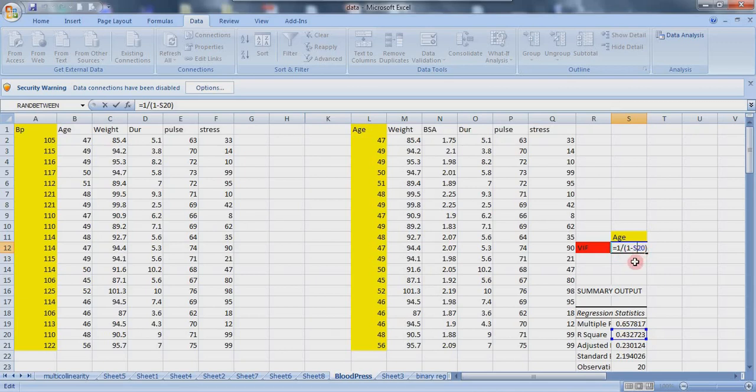And what do we have as the R squared? It is here, 0.432. So by just doing this, we get the VIF for H. As we can see, the variance inflation factor for H is 1.7. Approximately we call it 2.